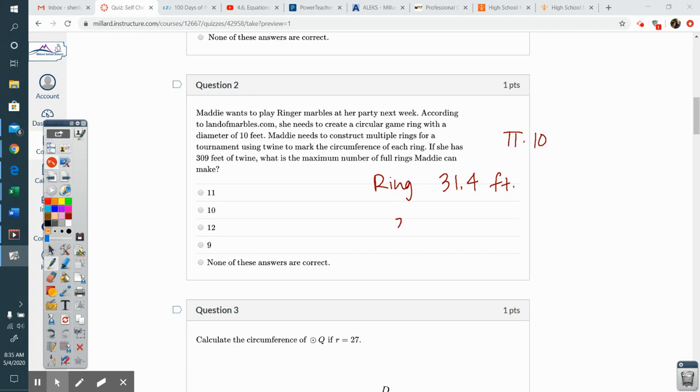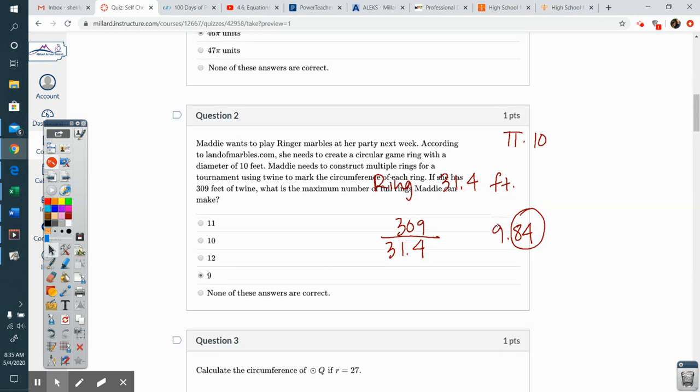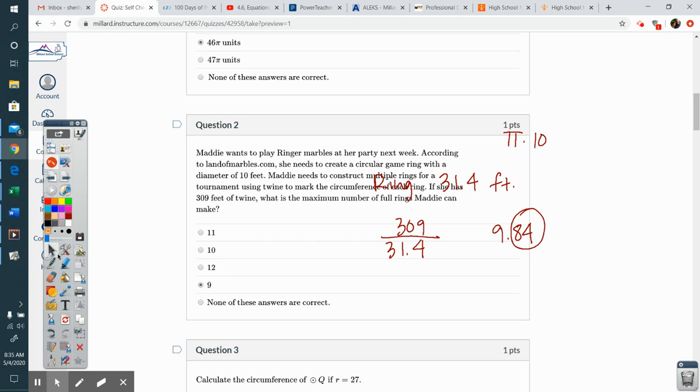Now what you do is you take the total, 309, and you divide that by one of them. So 309 divided by 31.4 equals 9.84. Now here's the key. You can get 9 of them. You could get 9 circles, and then you have 0.84 left, but that won't get you a full 10. So what you need to mark is that she can create 9. She can't create 10 because that 0.84 won't get you another full circle. So you just kind of truncate what's left, and whatever you have right here is the number that you would have left.